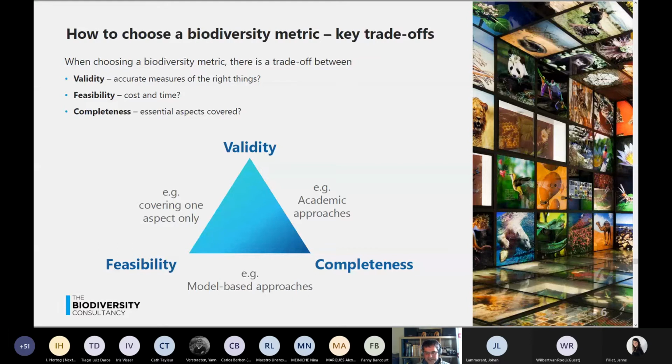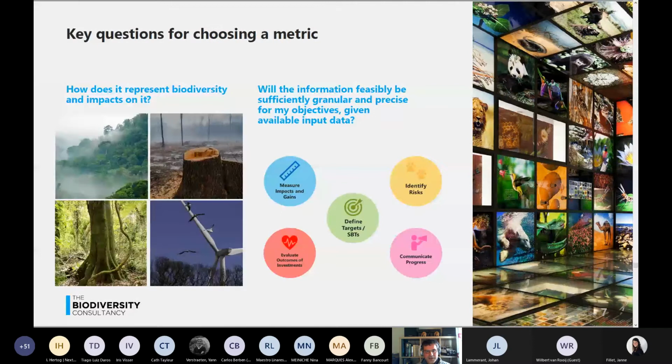So once you understand that all metrics are making assumptions, and there's always going to be a trade-off, you can start to think, okay, what are these assumptions and are they appropriate for what I want to do? Next slide, please. So the key questions about a metric or a tool is, first of all, how is it representing biodiversity and the impacts on it?